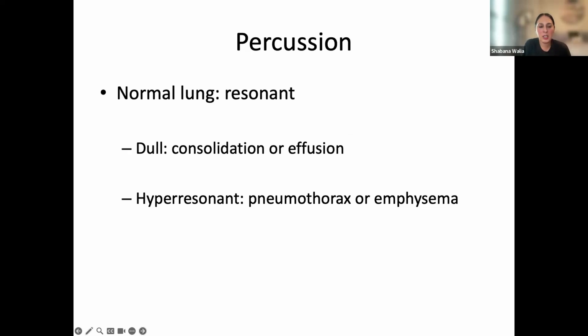So percussion, the normal lung sound is going to sound resonant. Dull is going to be more consolidation. It kind of sounds like the liver, because obviously there is a different parenchymal structure there. And then it could be an effusion. Then hyperresonant is where there's more air. Obviously, air is filling where it shouldn't be. There should be lung parenchyma. And so it's going to sound hyperresonant.